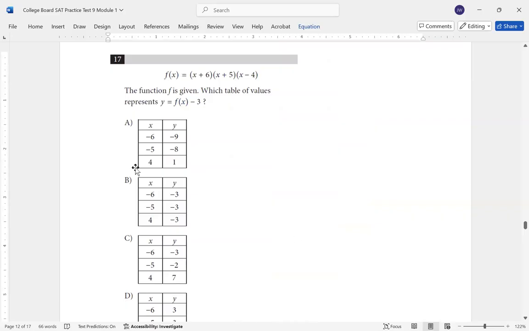The only table that does that is table B, so that is the correct answer. B, the table B, is the one which gives the values of f of x minus 3. So 17 has an answer of B.